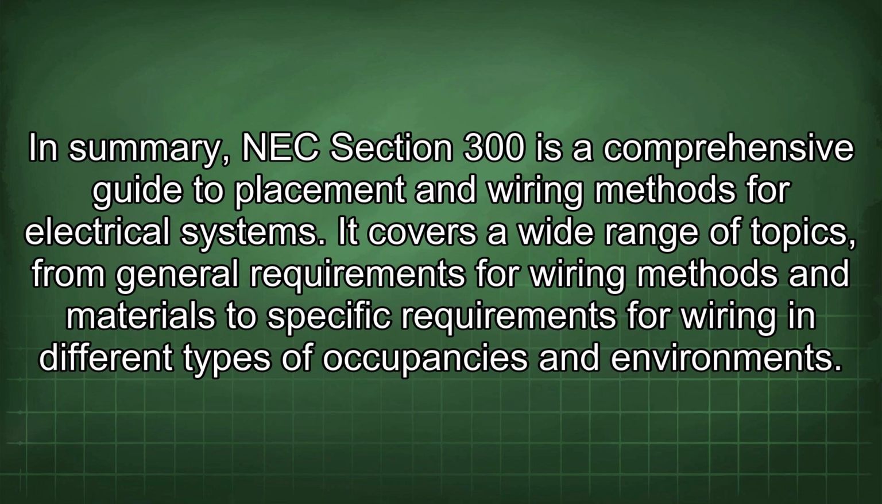In summary, NEC Section 300 is a comprehensive guide to placement and wiring methods for electrical systems. It covers a wide range of topics, from general requirements for wiring methods and materials to specific requirements for wiring in different types of occupancies and environments.